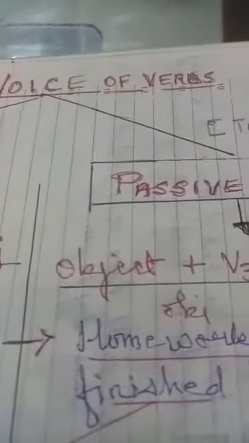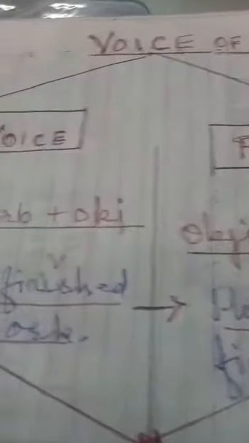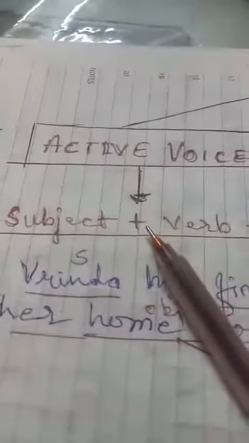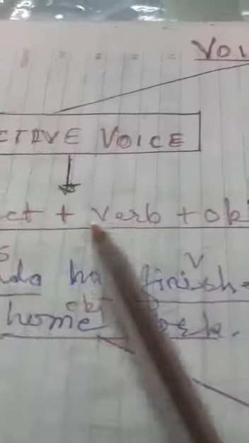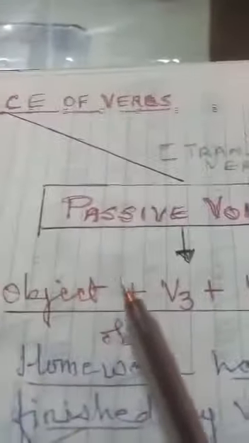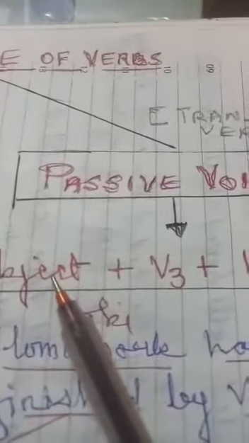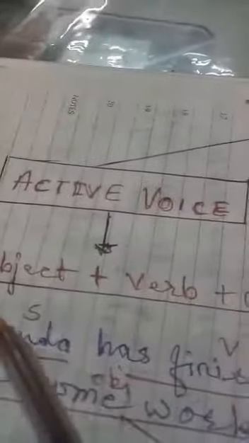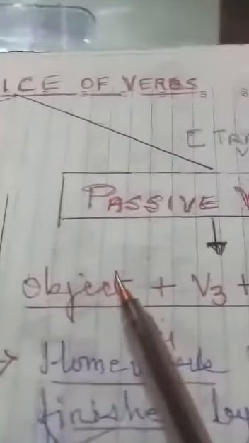Voice of the verbs. The very first we'll talk about the active voice and the passive voice. Before getting to the topic, I'll let you know the structure of the active voice. In the active voice, we have the subject, verb, followed by the object. And on the other hand, in the passive, we have object, verb, third form, by plus subject.